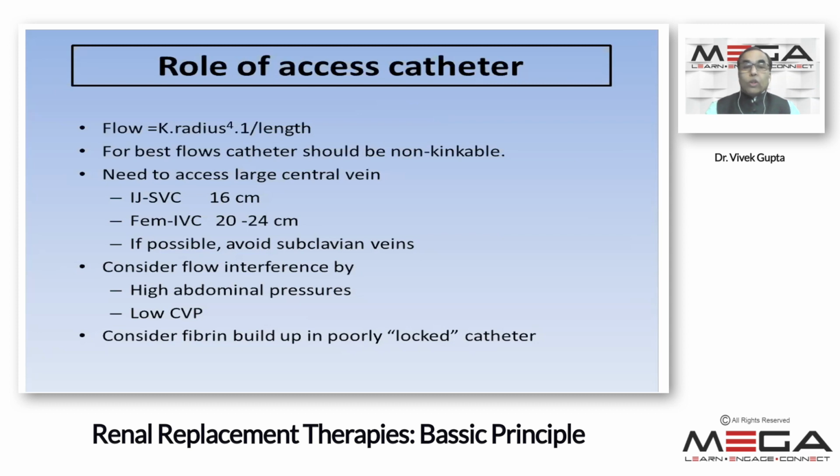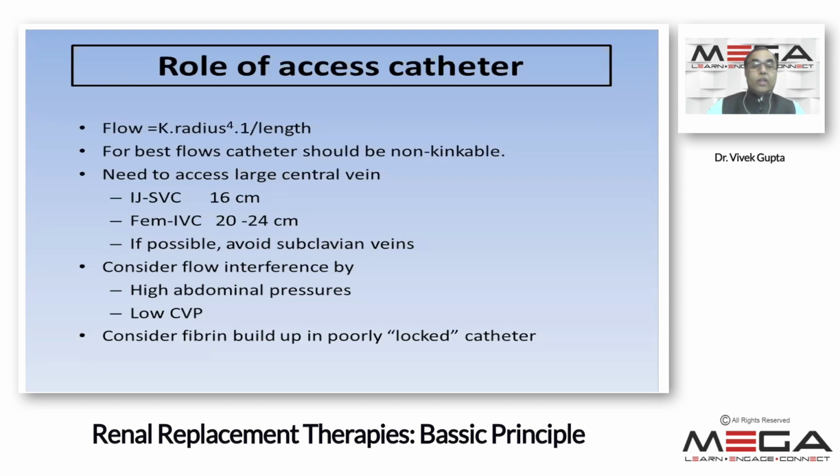So the flow, we all know that the flow depends upon the radius to the power 4 and is inversely proportional to the length. So the catheter should not be too long and there should be sufficient radius to achieve a good amount of flow. Moreover, this catheter should not be too hard, but simultaneously it should not be kinkable, because after some time, if it starts kinking, it will obstruct the flow. And once there is an obstruction, it will indirectly affect the filter and reduce the filter life.